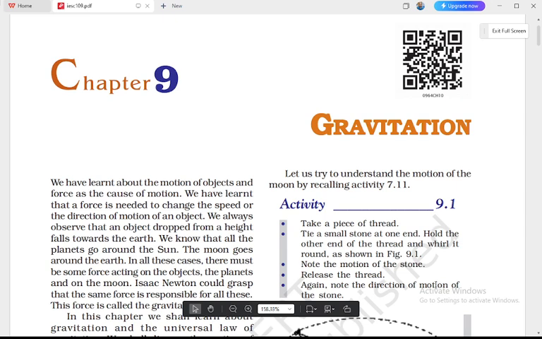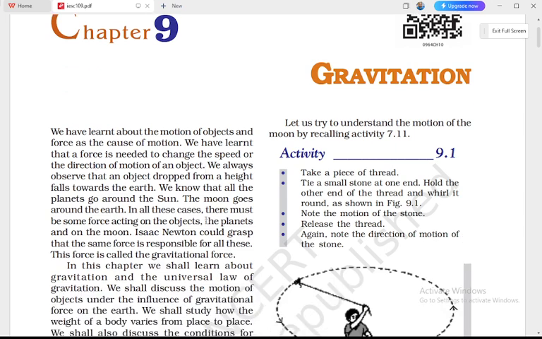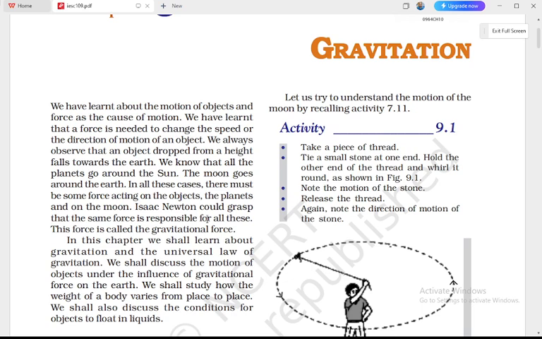Hello everyone. Today we shall discuss chapter 9 of class 9, and the chapter is gravitation. First of all, we'll try to learn what gravitation is, line by line, and what it means. First of all, we see what is given in this chapter, that is gravitation.